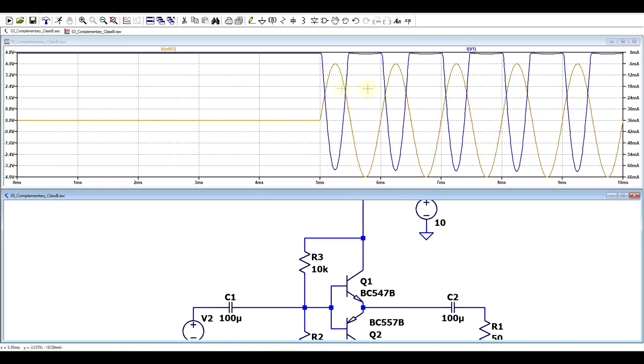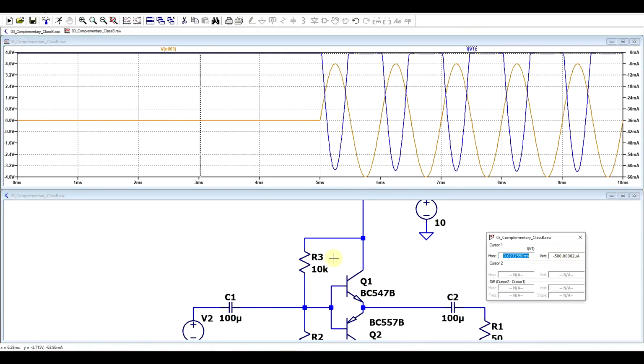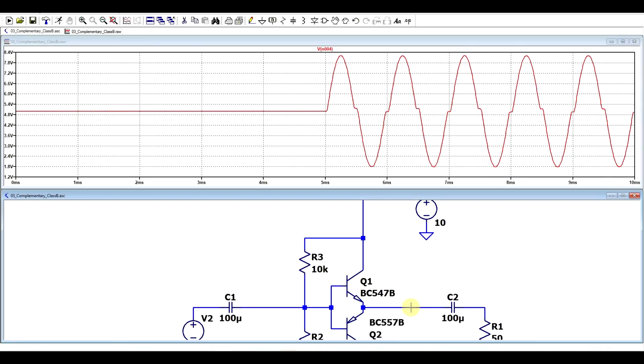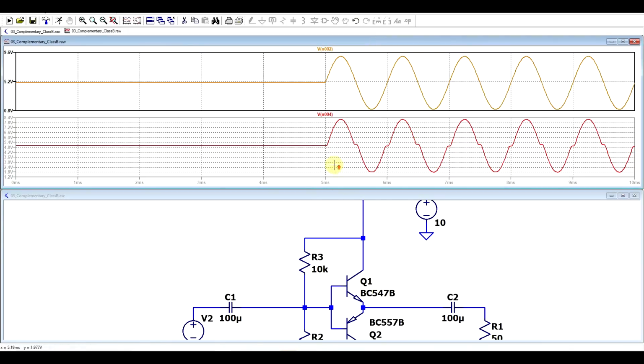So before the input signal appears, we can see that we have almost no current drain, so this 500 microamps is going through the resistors, more than through the transistors. But if we check the output signal shape, we see that it doesn't look like it's supposed to look. So we have these glitches here in the middle. These are not present on the input signal.